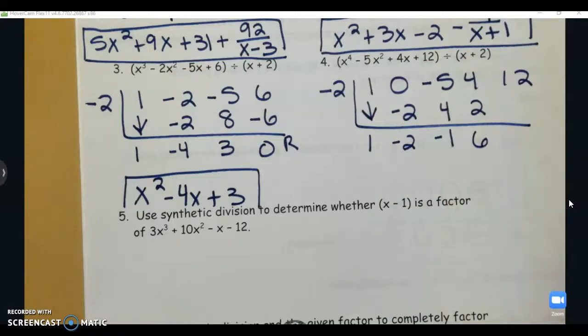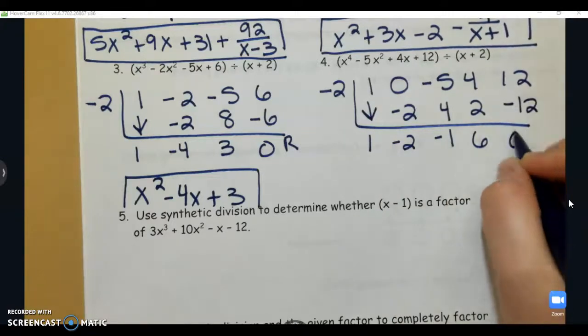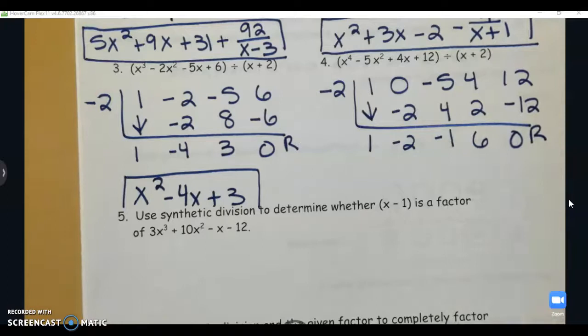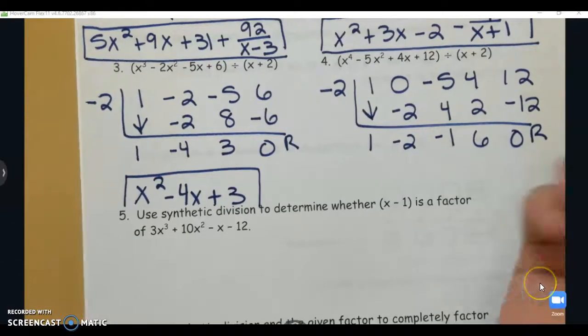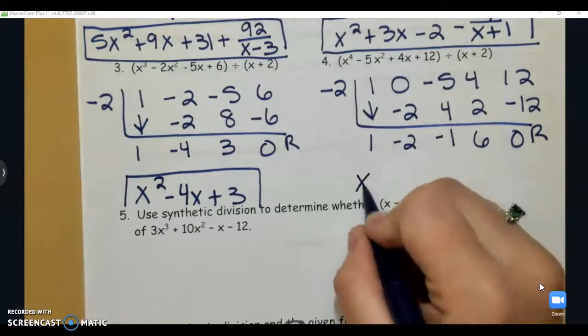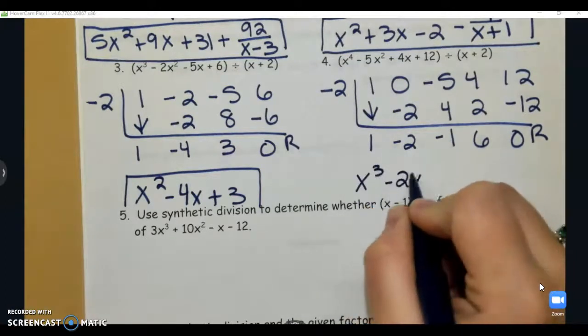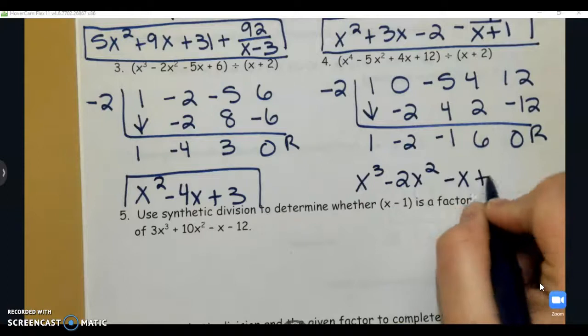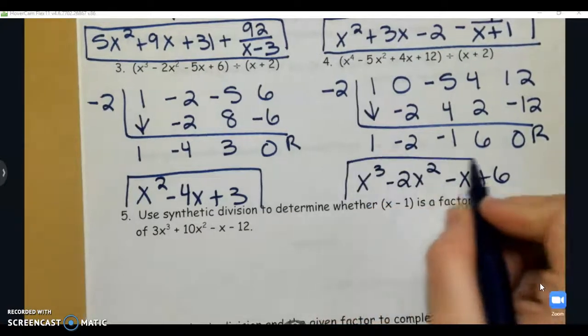Multiply by negative 2, that gets me negative 12. And again, this one has a remainder of 0. So our answer is going to be x cubed minus 2x squared minus x plus 6, and I do not have a remainder.